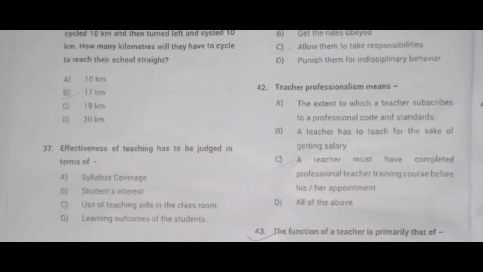A teacher professionalism means the extent to which a teacher subscribes to a professional code and standard. A teacher has to teach for the sake of getting salary? Never. A teacher must have completed professional teacher training course before his or her appointment? All of the above. So 42, the correct option is option number A, right? The extent to which a teacher subscribes to a professional code and standards, right?